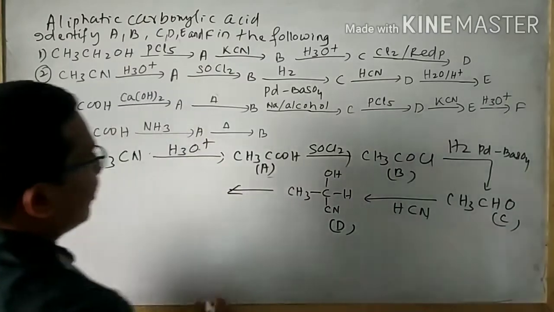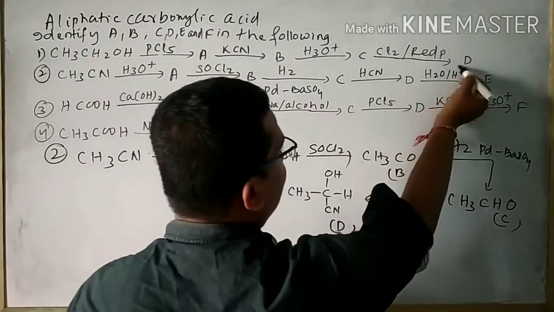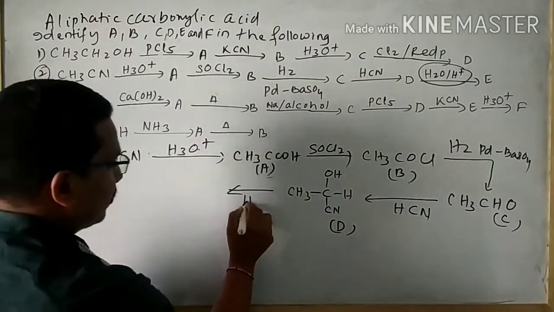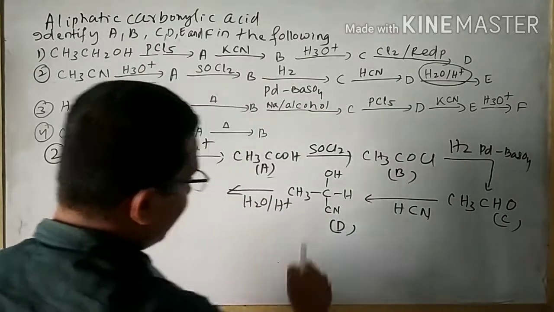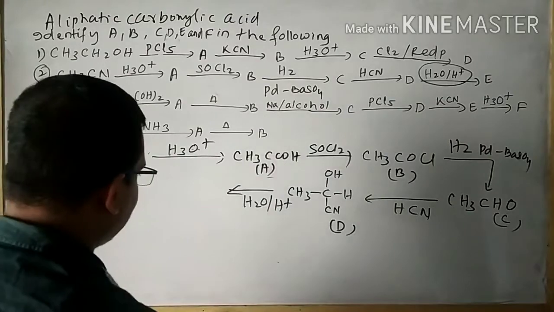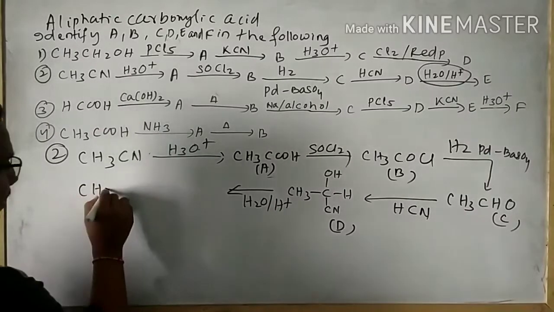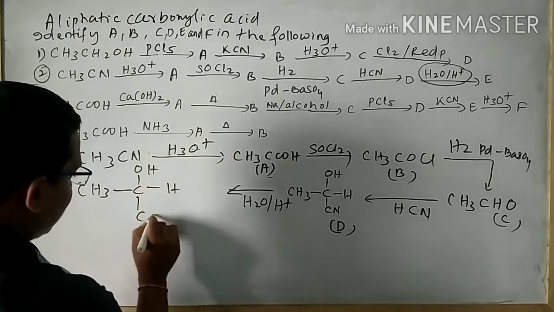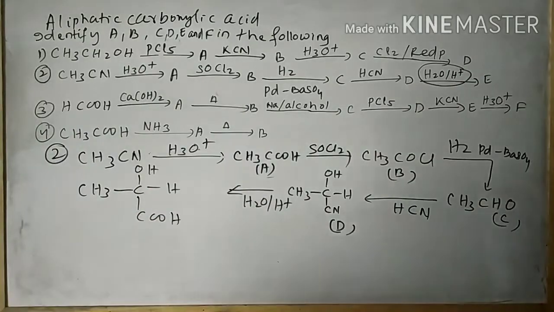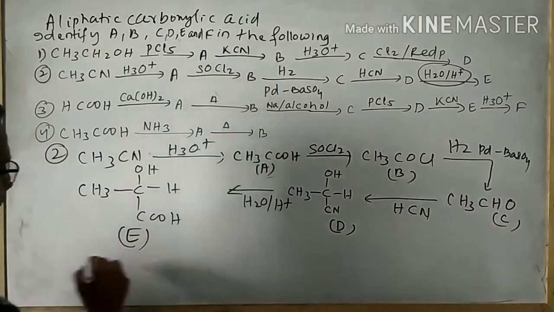Now this D product is subjected to hydrolysis, that is H2O, H plus. We know that when a cyanide group undergoes hydrolysis, then carboxylic acid is formed. So we can directly write CH3, bond C, bond OH, bond H, bond COOH. This is product E.